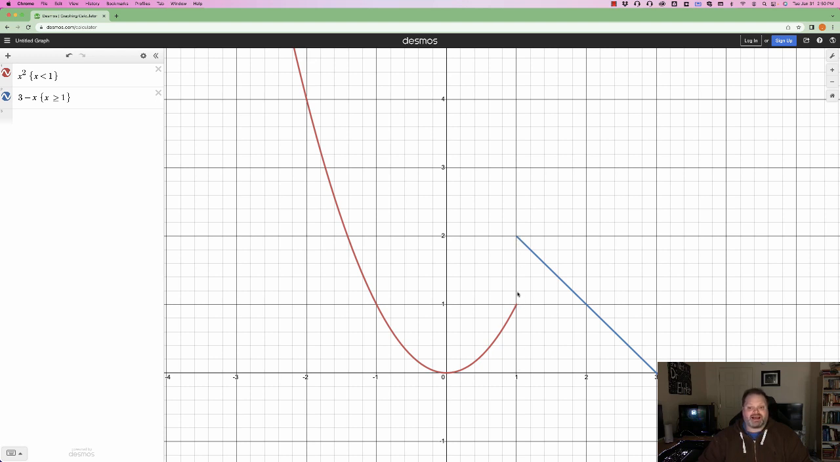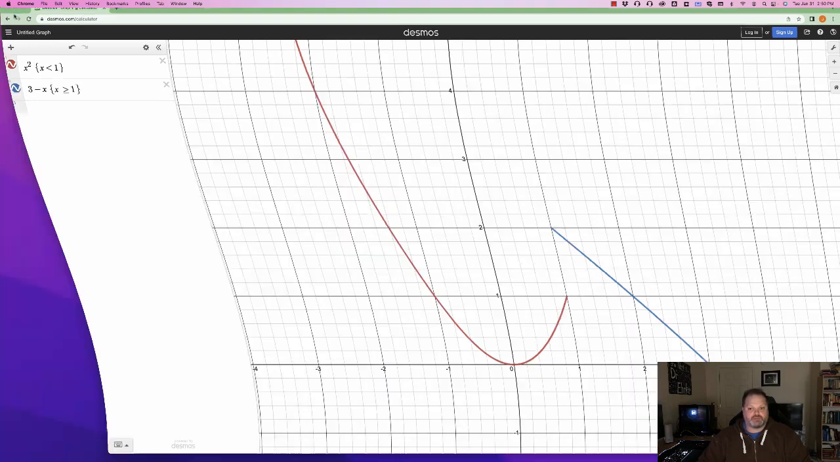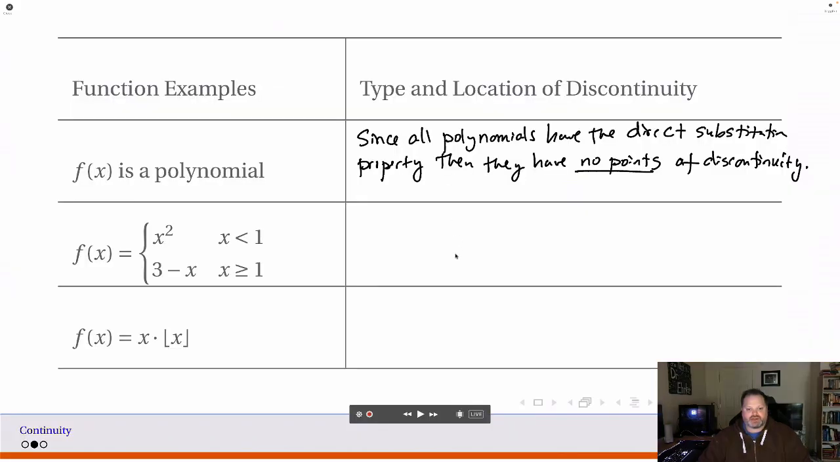Now, what kind of discontinuity do we have here? Well, we call it a jump discontinuity. So let's update our notes and we'll come back to that.